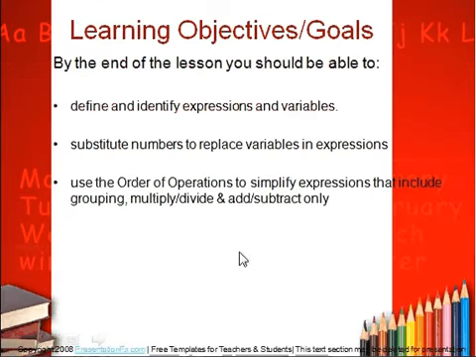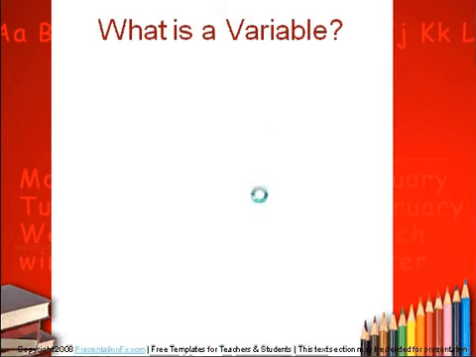Okay, the learning objectives. You've got 3. I want you to be able to define and identify what an expression and a variable is. That's pretty much the first segue here. These first 2 bullets: substituting numbers to replace variables in expressions and solving them. And then the last 2 recordings are going to deal with the order of operations. We are only going to be using certain operations: grouping, multiply, divide, add, and subtract. We still have exponents to deal with later, but this is plenty, believe me. It's going to take me forever to get through it.